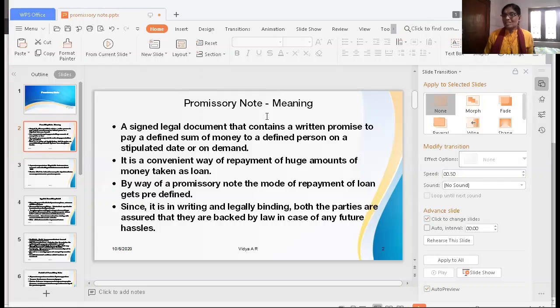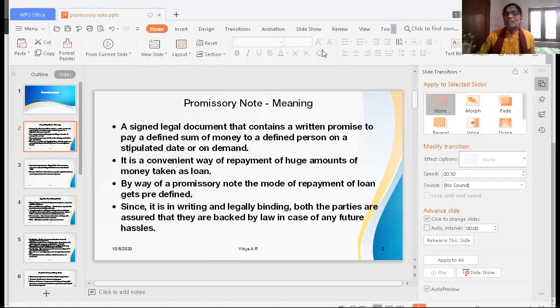And what is it actually, this promissory note? It's a convenient way of prepayment of huge amounts of money taken as loan. This particular document can be given in exchange of a payment actually from the part of the other person. It is a mode of repayment of the loan. And by way of promissory note, the mode of repayment of loan gets predefined. In advance, you are defining the transaction between the people regarding a loan.